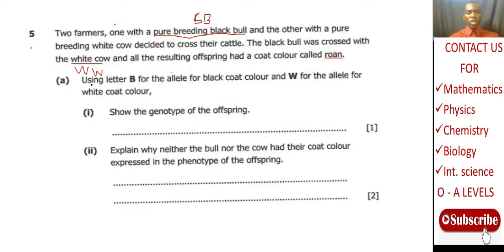The question reads, using letter B for the allele for black coat color, okay? So using letter B for the allele for coat color, meaning what we did here on top, it is actually correct, okay? And W for the allele for white coat color. State the genotype of the offspring.